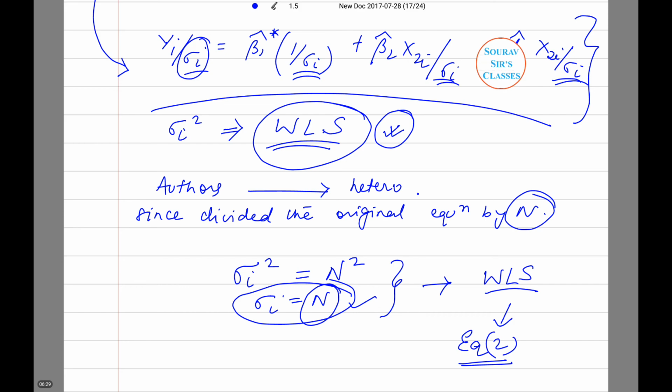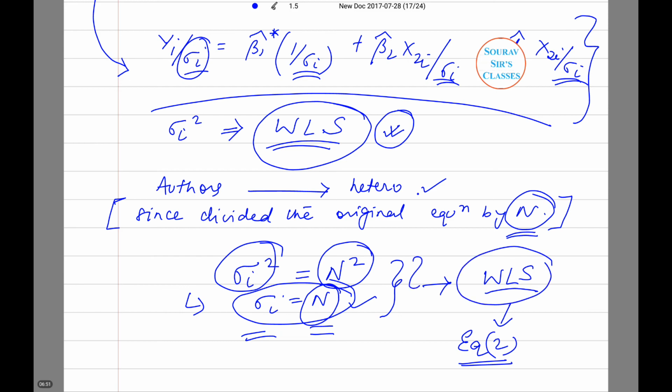So yes, the author is actually concerned about heteroscedasticity, and that's why he has divided the original equation by N, where he is assuming the error variance to be proportional to N square, and that's why sigma i in the next line becomes equal to N. And given this approach, we can say that sigma i square is known, and when sigma i square is known, we can apply the weighted least square method, and weighted least square is the method that is used for estimation of equation 2.